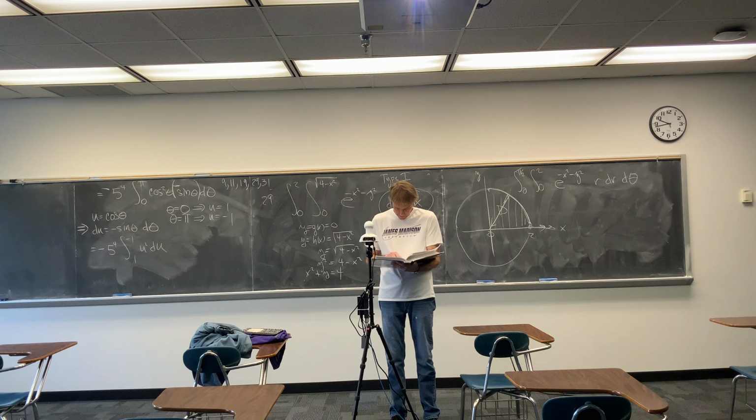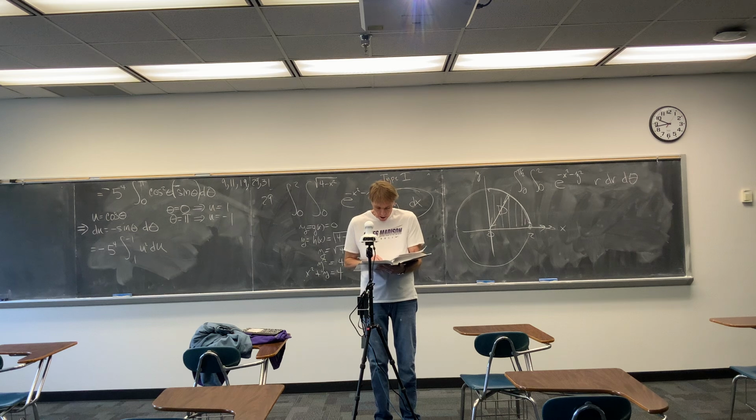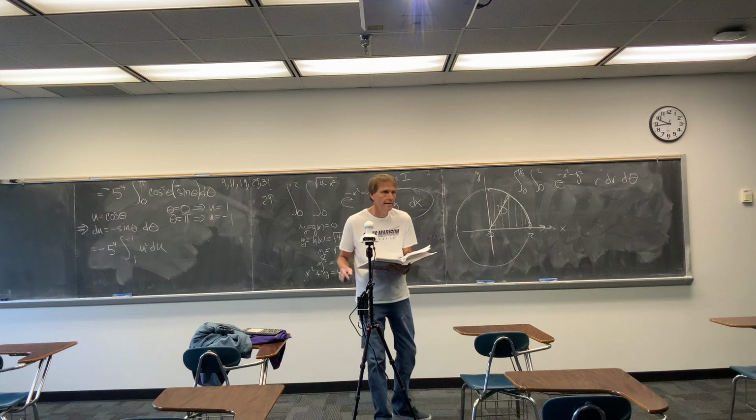Number 19 says, use polar coordinates to find the volume of the solid underneath the paraboloid defined by z equals x squared plus y squared, and above the disk in the xy plane defined by x squared plus y squared is less than or equal to 25.